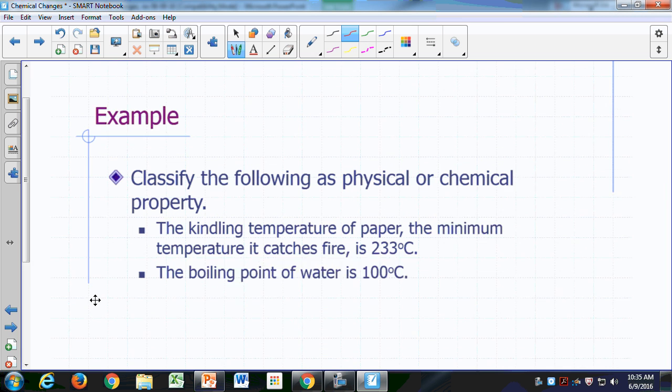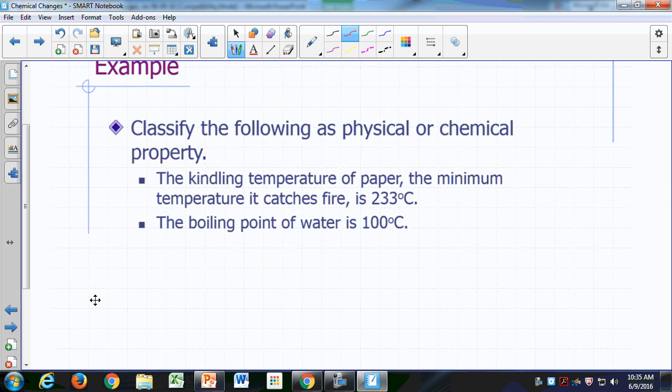So classify the following as physical or chemical property. The kindling temperature of paper, the minimum temperature at which it catches fire, is 233 degrees Celsius. Now, that's a chemical property because, for you to be able to observe it, the paper has to catch fire, it has to burn, and burning is a chemical change.